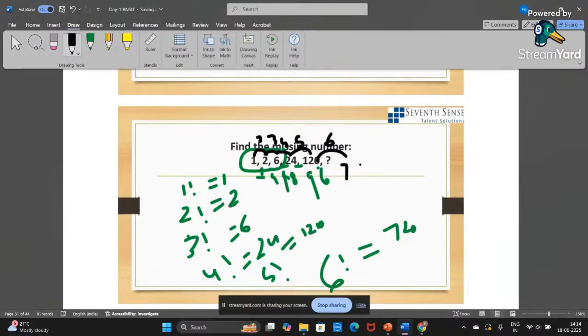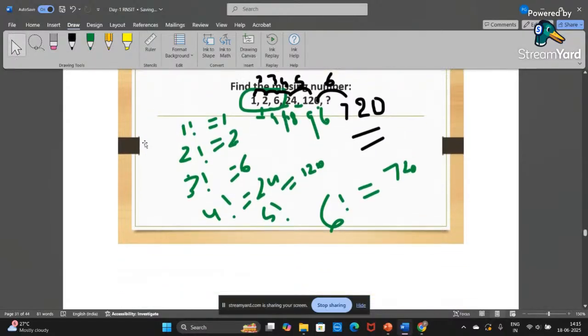So for this one, we can get the answer with 2 methods. One is the factorial method. Another is to multiply each number with the increasing number. First one with 2, second one with 3, third one with 4. Like that, we need to multiply with the increasing number. So that we'll get the answer. Okay. So we have to check in every possible way.